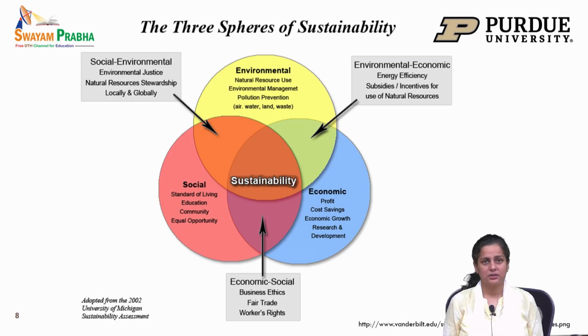And then the last is the social and economic, which covers business ethics, fair trade, and workers' rights. So we have seen how these different things are important for maintaining the sustainability of the overall systems.